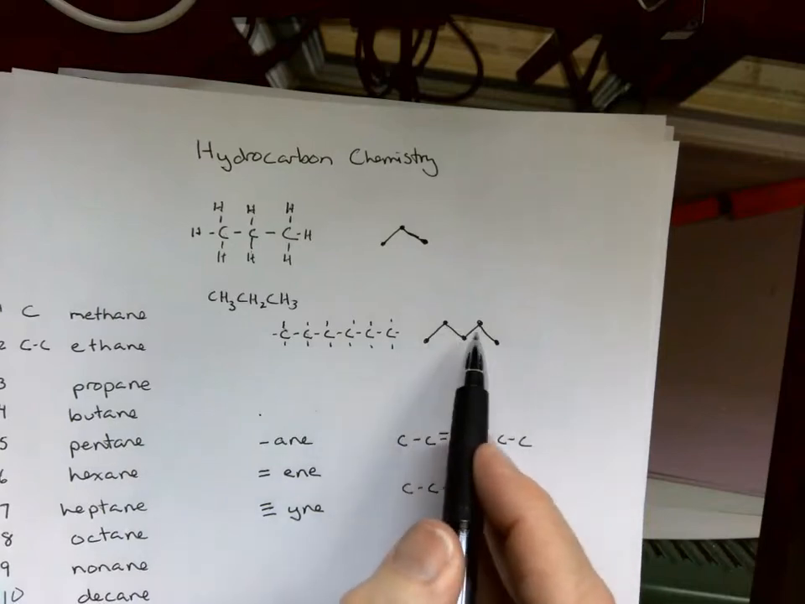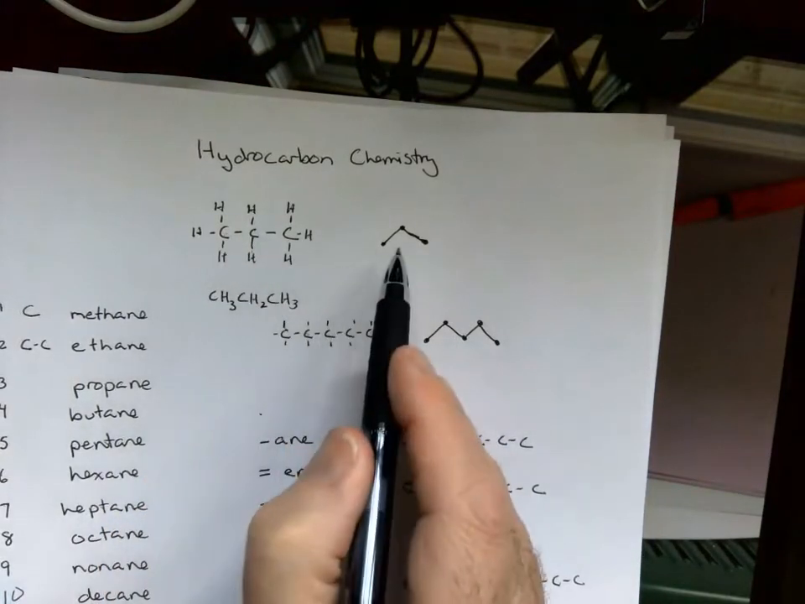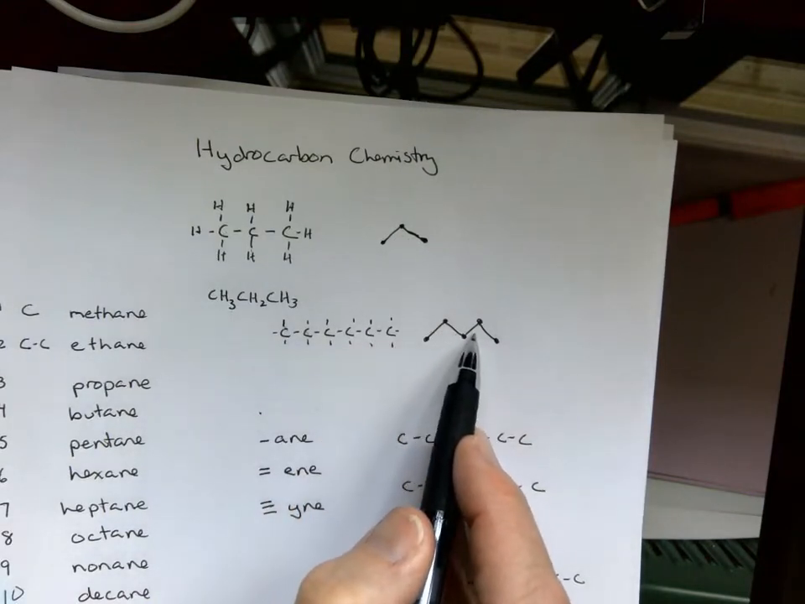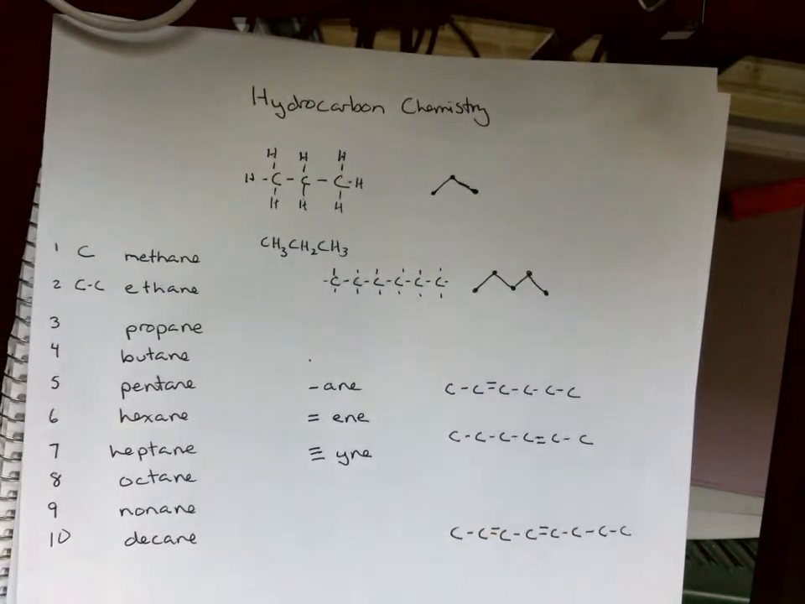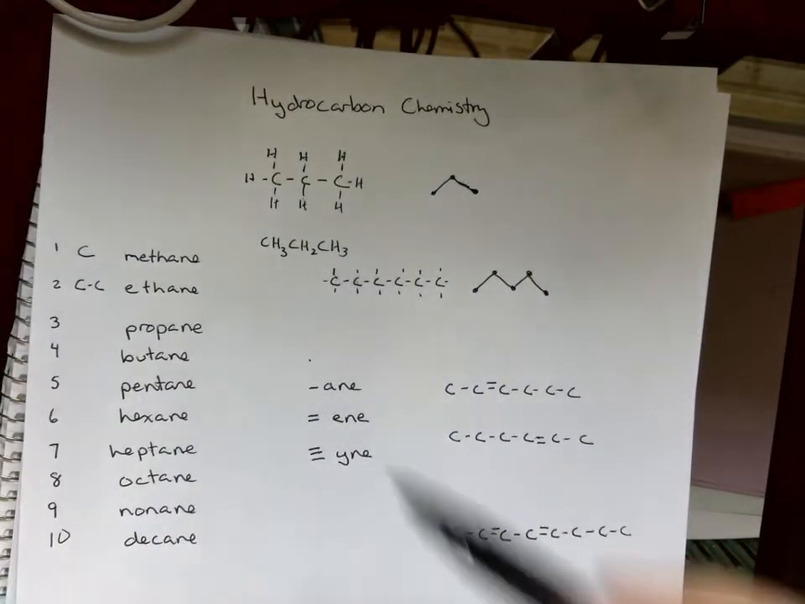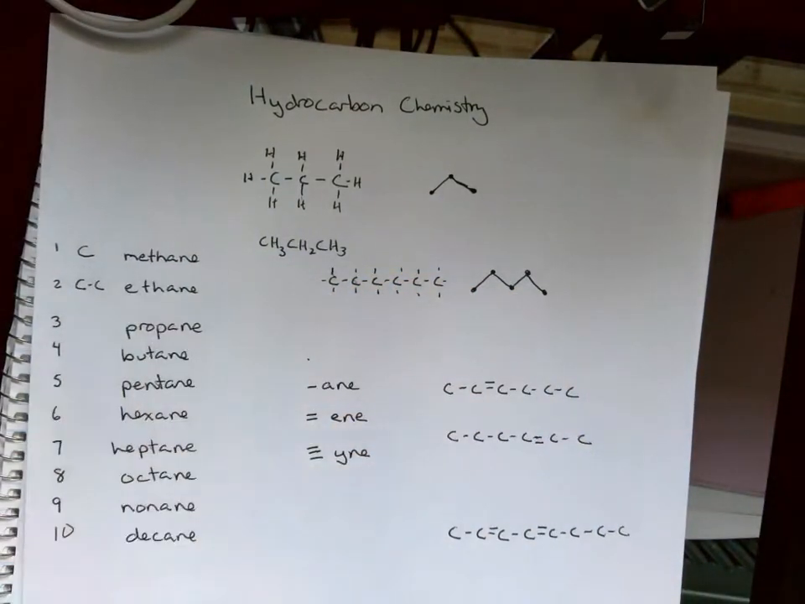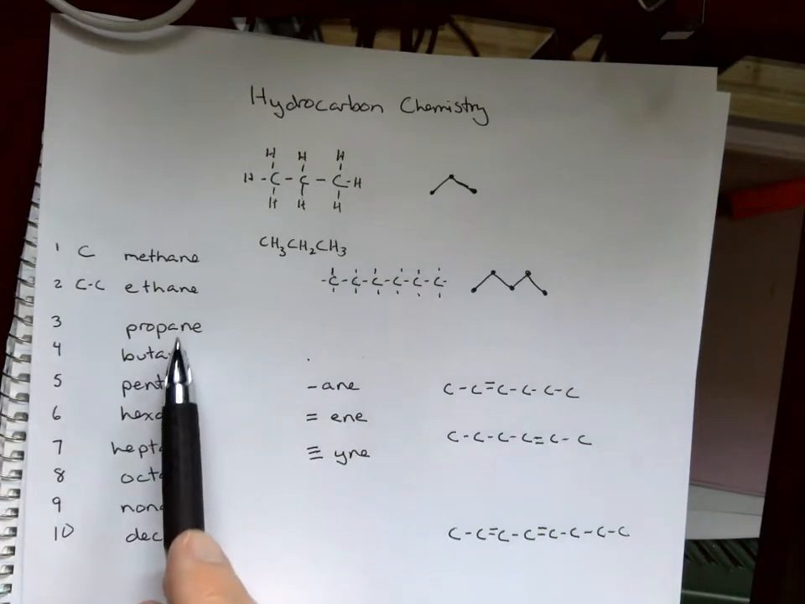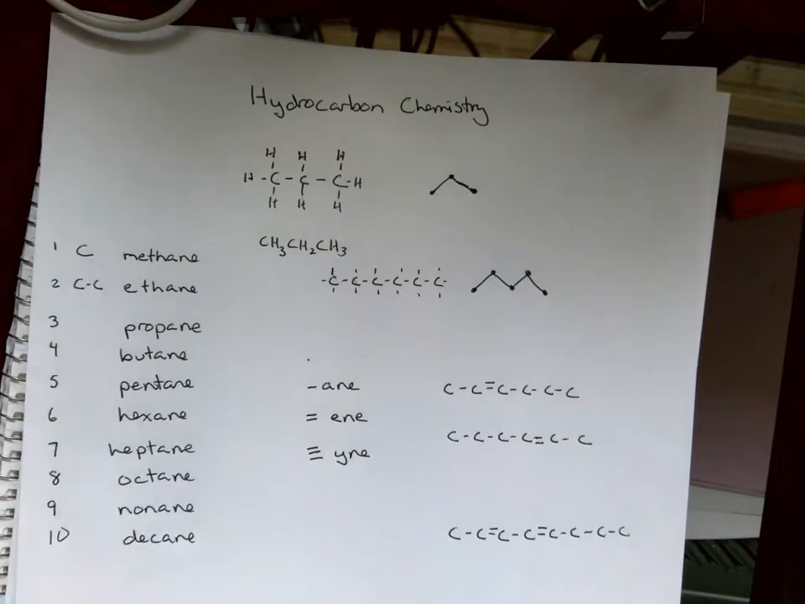The reason they switch directions is that the carbons don't line up in a straight line. Every one of these angles is 109.5 degrees, and that's explained in grade 12 as to why that occurs. You can have different lengths of carbon chains. For example, 1 carbon is methane. 2 carbons are ethane, then propane, butane, pentane, hexane, heptane, octane, nonane, decane.